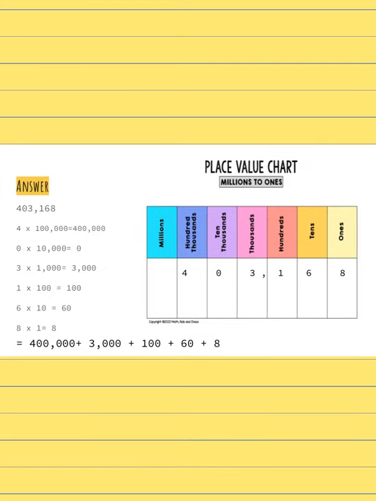Here's the answer to the last question, how to write 403,168 in expanded form. You can see right down here, it's 400,000 plus 3,000 plus 100 plus 60 plus 8. Notice when there's a 0 in the number, you don't need to represent that in the expanded form because there are 0 ten thousands, so you don't need to do plus 0. You can just skip it and go to the next value.